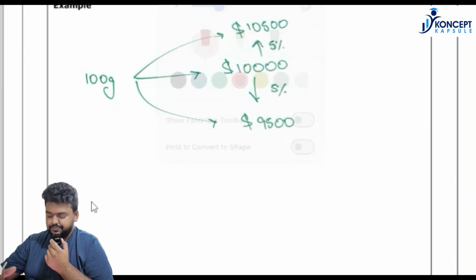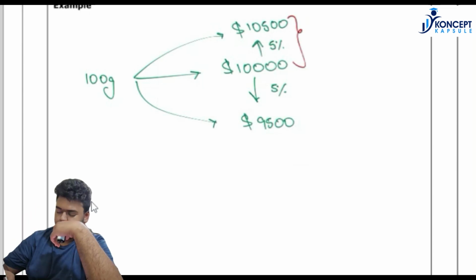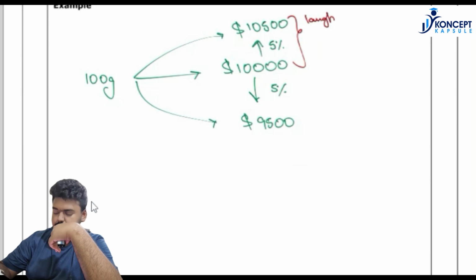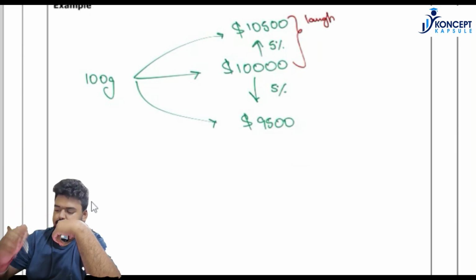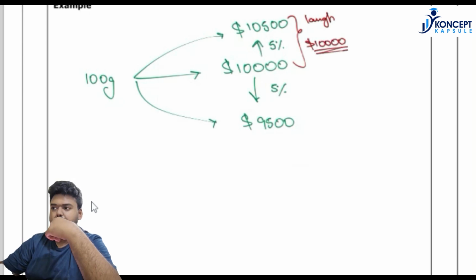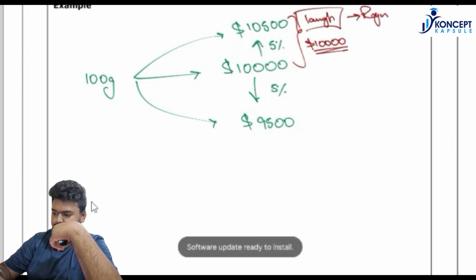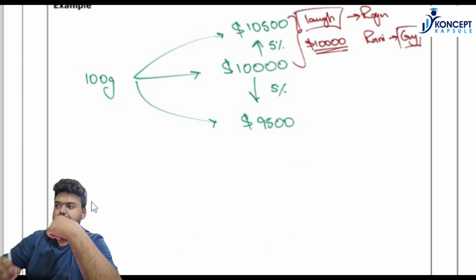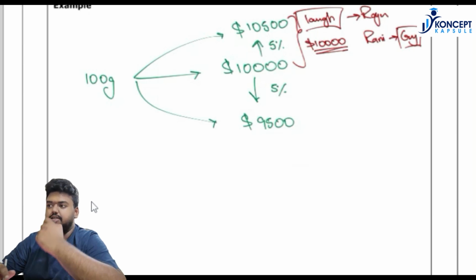Yes or no, guys? So what will happen if the prices go up? Who will laugh and who will cry? Raju, who had contracted to buy the gold at $10,000, is now able to buy gold worth 10,500 at just 10,000, because the contract was fixed at 10,000. So Raju will laugh. Who will cry? Rani will cry. Why? Because Rani has to sell something which is worth 10,500 at just 10,000.